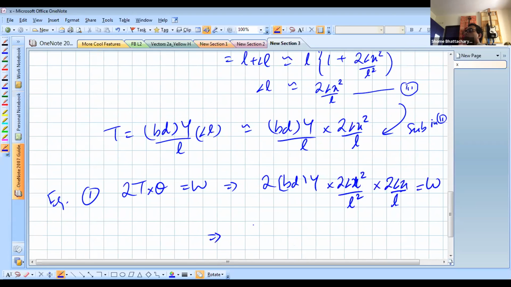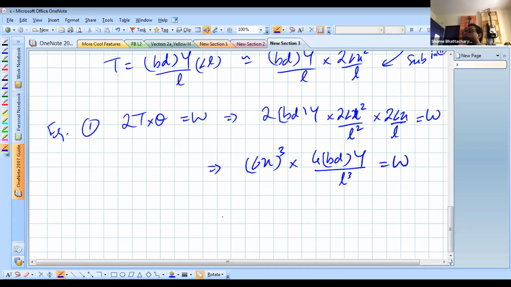Now we have the equation that delta x cube into this whole term, which is 4 times BD into Young's modulus divided by L cube, is equal to W. So the sag will become like this. The sag delta x should become L into the cube root of this whole term, cube root of W upon 4 times B into D into Young's modulus. Something like this should be the answer.